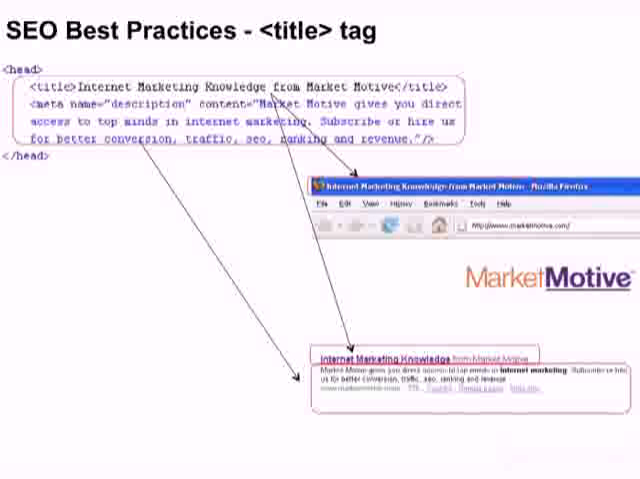You can see an example here from Market Motive and how that shows up in the search results. So the meta description is the same. You can see that shows up as a description in the search results, and it also bolds those keywords that our user searches for, thus making it important to have those keywords in there.